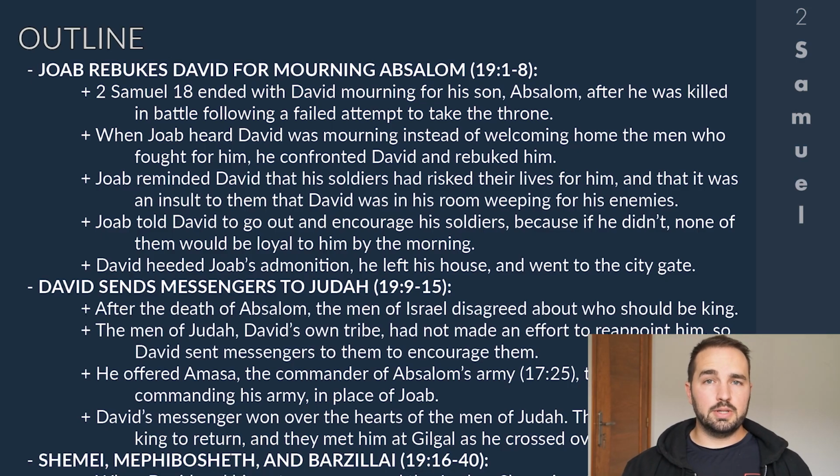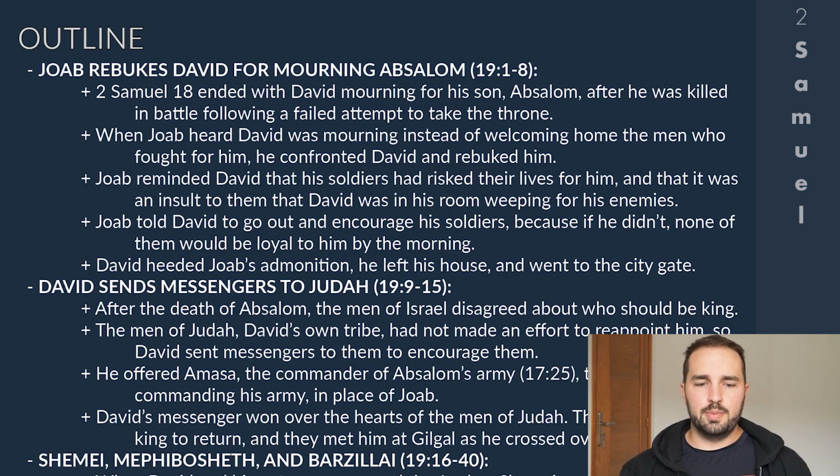Now over to our outline. We're picking up the story after the battle between David's forces and Absalom's forces, the battle in which Absalom was killed. The first section deals with David's response to that battle, verses 1 through 8. Joab rebukes David for mourning for Absalom. So in 2 Samuel 18, that chapter ended with David crying about how Absalom had been killed, even though Absalom had tried to kill him and tried to take his throne.